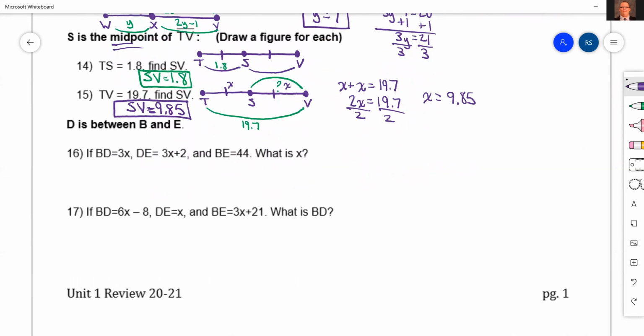Okay, number 16. D is between B and E. Let's draw it. So we've got B, we've got E. D is somewhere between them. I'm not going to put him right there. That makes it look like he's in the middle. I don't know that he's in the middle. He may be, he may not be. I don't know.